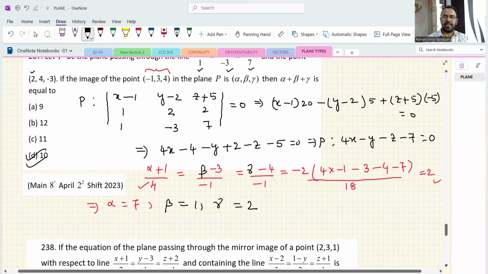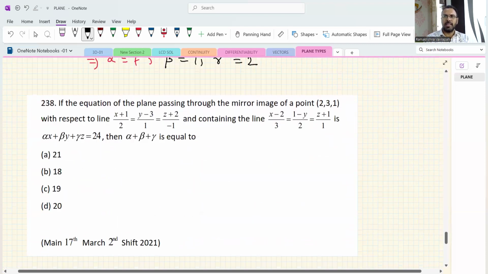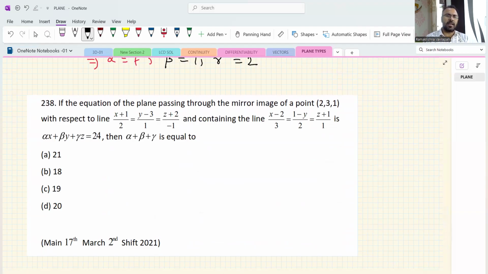We'll move to next question. Every question will be like this only. They will ask to find out the equation of plane passing through 2 points and parallel to a vector. If the equation of plane passing through the mirror image of this point with respect to the line. Again, it is a two-tier question. Equation of plane passing through a mirror image of this point and containing the line. So the plane passes through the mirror image of this point and also passes through 2, 1, minus 1, and is parallel to the vector 3i minus 2j plus k.